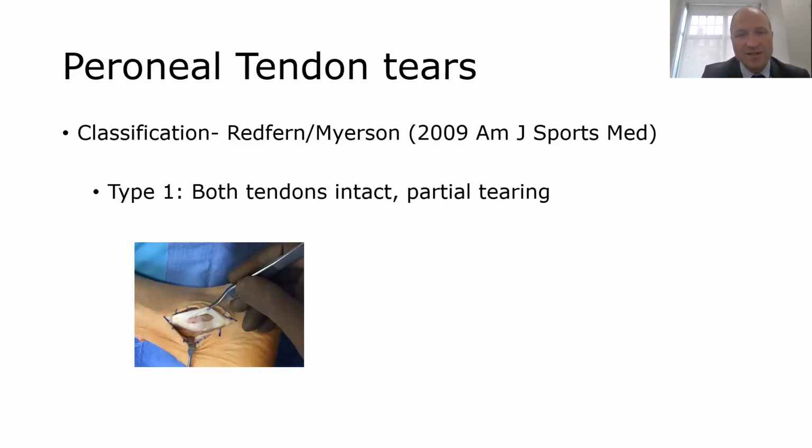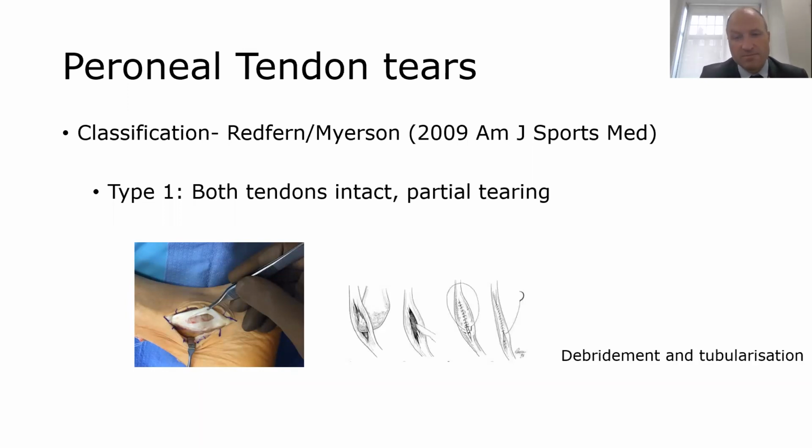Peroneal tendon tears have been classified according to David Redfern and Mark Myerson. A type 1 injury is a small tear, most of the tendon intact, usually just of one tendon. So the treatment that we would perform would be operative treatment comprising tendon debridement and tubularization.